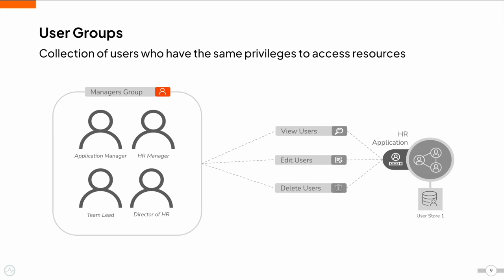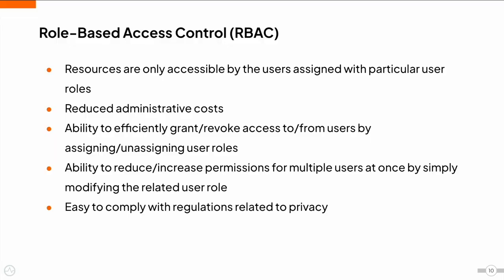In this example, the managers group contains all the managerial positions of the organization. The managers group is assigned with permissions to view, edit, and delete users in the HR application, and therefore, all members of the group will inherit these permissions. With role-based access control in place, resources will only be accessed by the users assigned to the related user role. Role-based access control also reduces administrative costs by enabling the effective management of the permissions of user roles.